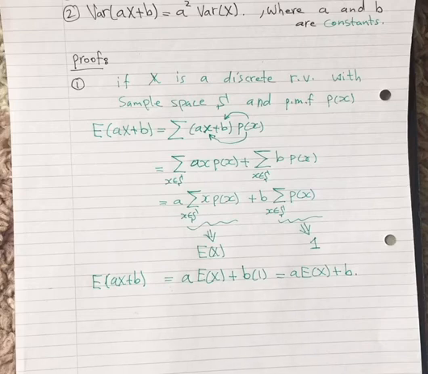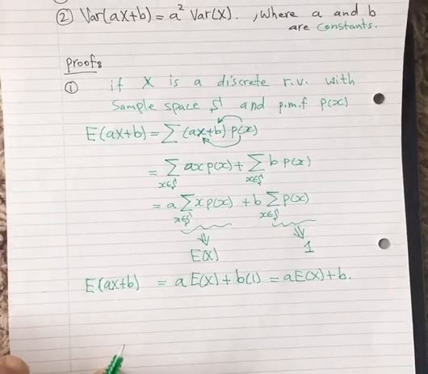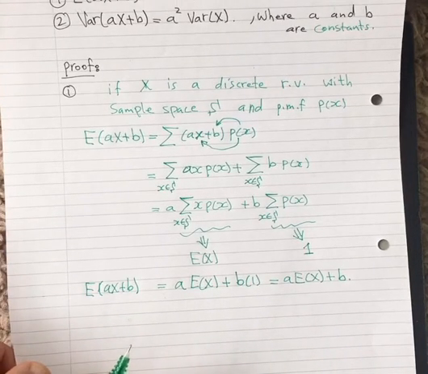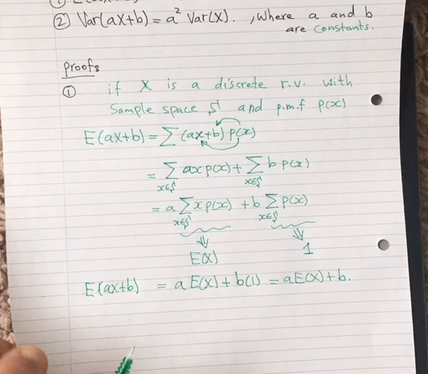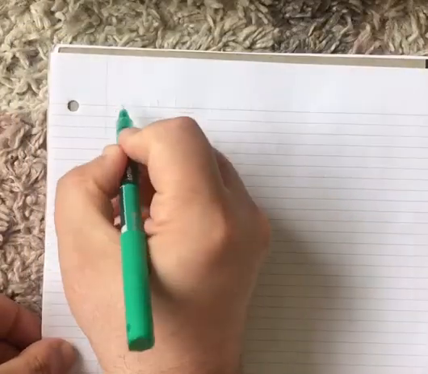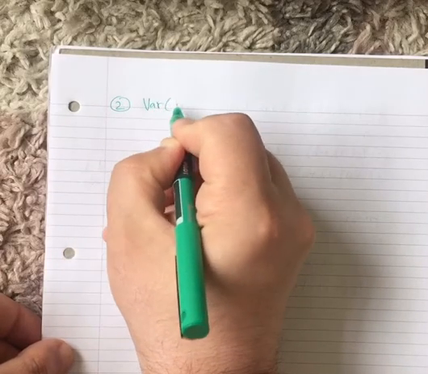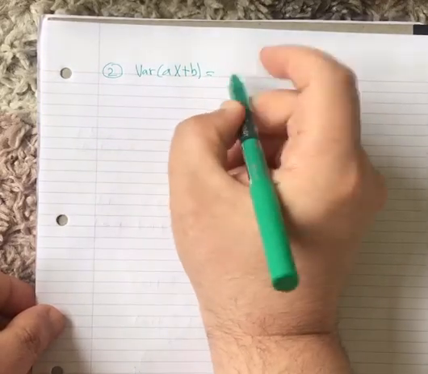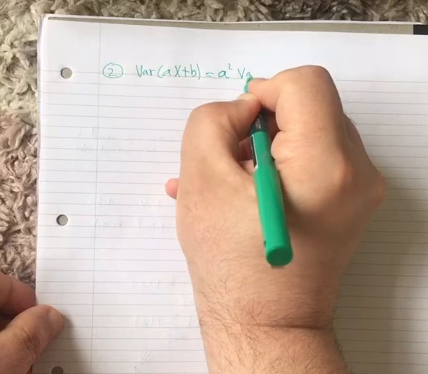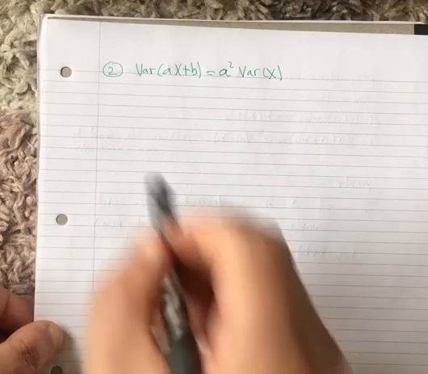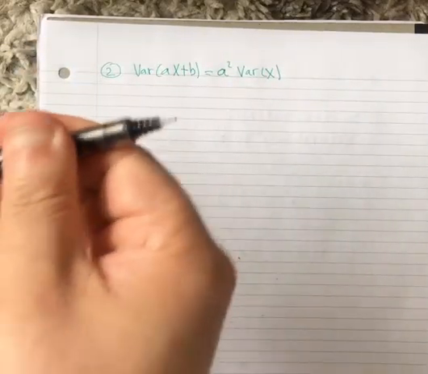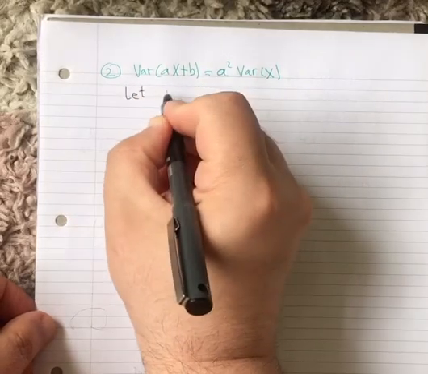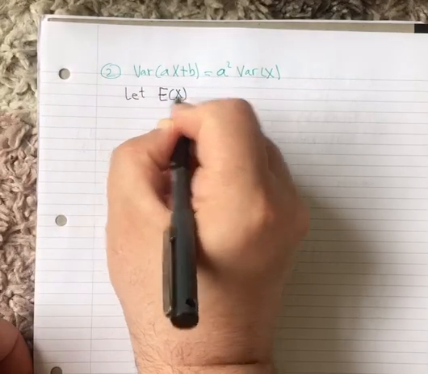Okay, all right. Now let's move to the second proof. The second one is the variance of aX plus b, which equals a squared times the variance of x. Now let's first assume that E of x is equal to theta.